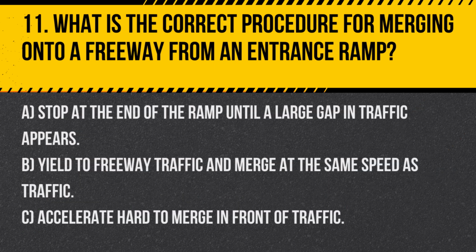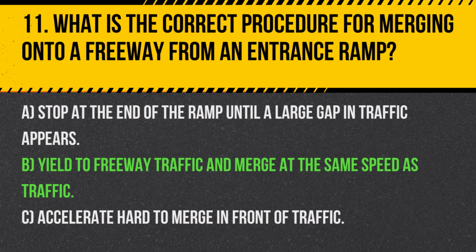Question 11. What is the correct procedure for merging onto a freeway from an entrance ramp? A. Stop at the end of the ramp until a large gap in traffic appears. B. Yield to freeway traffic and merge at the same speed as traffic. C. Accelerate hard to merge in front of traffic.